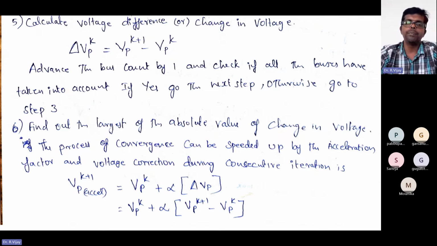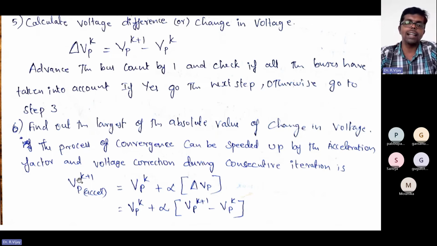So we are going for this acceleration factor alpha is equal to 1.6. It is not mandatory to choose, but in many problems they are choosing alpha is equal to 1.6. So here we are also choosing alpha as 1.6. So I'm stressing that word.